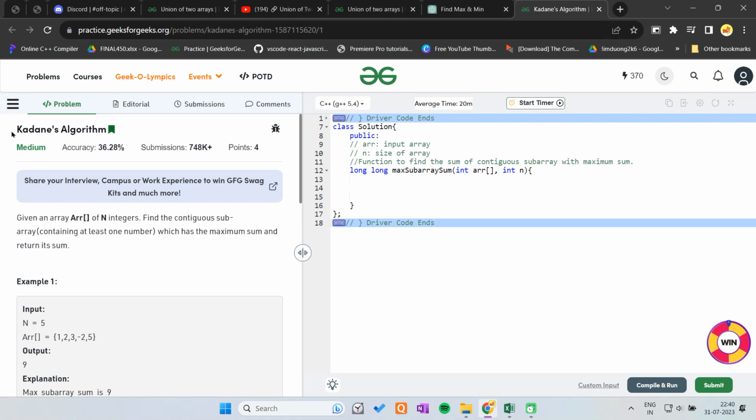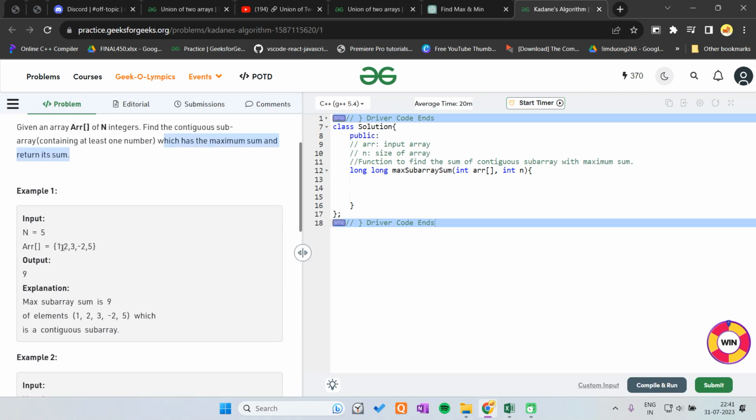So hi everyone. Today we are going to solve Kadane's algorithm. This is a very famous algorithm for finding the sum of continuous subarrays. We are given an array of n integers, and we have to find the continuous subarray with the maximum sum. A continuous subarray contains at least one number. Find the maximum sum and return it.